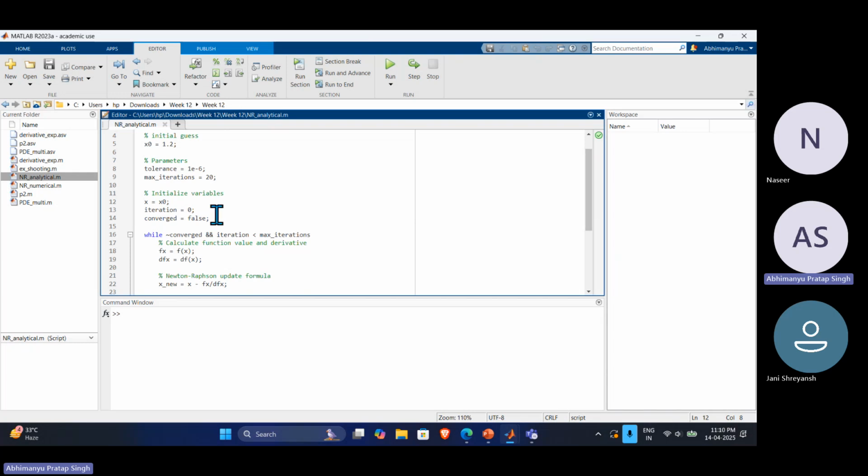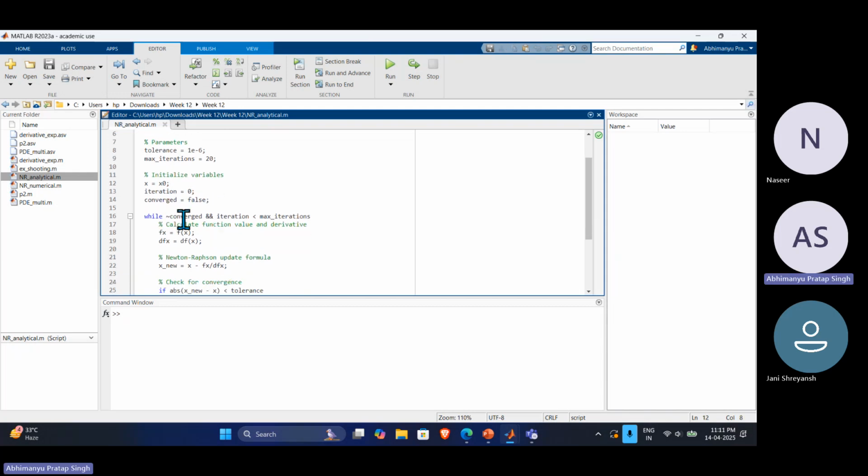These are just a counting variable, and a boolean which I will use to check if the solution has converged or not. So while not converged, that means while this is true and iteration is less than max iterations. This is a negation symbol. Right now my converged is false, so I will negate that, and it will become true. So while true, and this is also a Boolean operation, iterations less than max iteration. Right now iteration is 0, so this is also true. Both of these conditions are true, so the while loop will run.